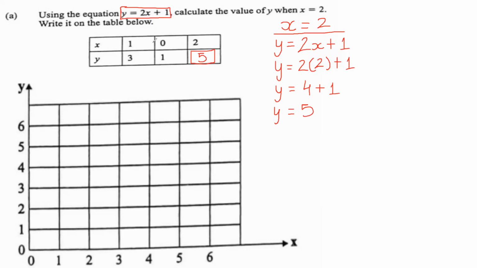So we know that whenever x is 1, y is equal to 3. Whenever x is 0, y is equal to 1. Whenever x is 2, y is equal to 5. What we want to do here is plot the points. Before you even plot the points, let me put the instructions. Plot the points using the information from the table. And then we want to join the points to form a straight line. So let's write that information here before we actually get into the question.